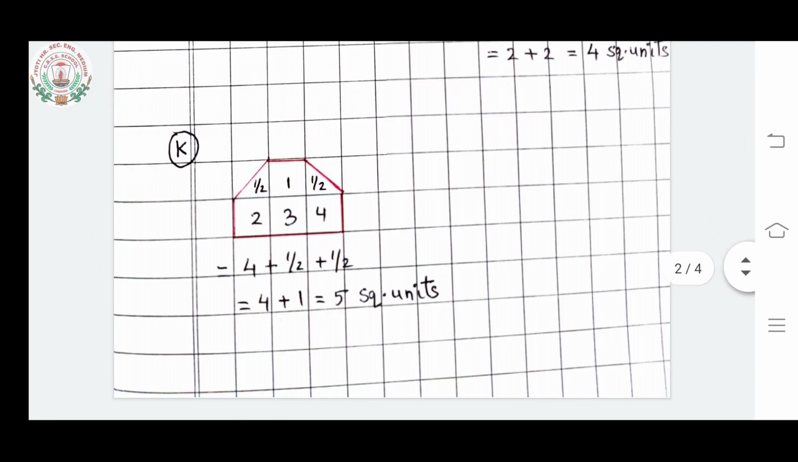Okay, now coming to the topic area. Actually, what is area? Here it was asked just by counting the square you have to tell what is the area, and unit you have to write just the square units. Now actually we are going to see what is that area. Just in the beginning of this exercise I have told the amount of the surface enclosed by the closed figure.